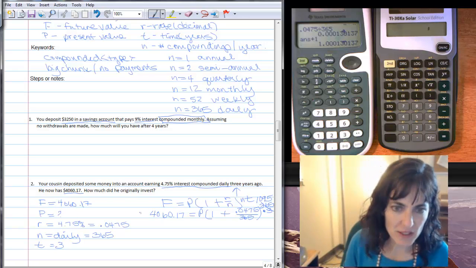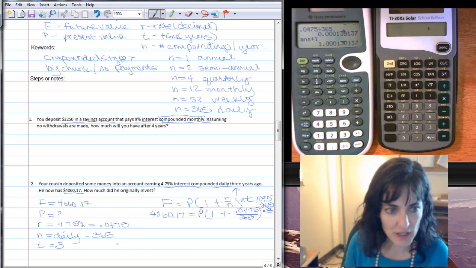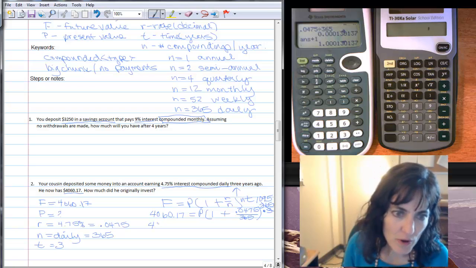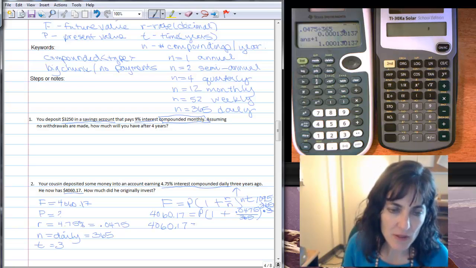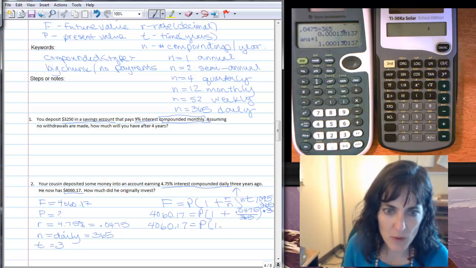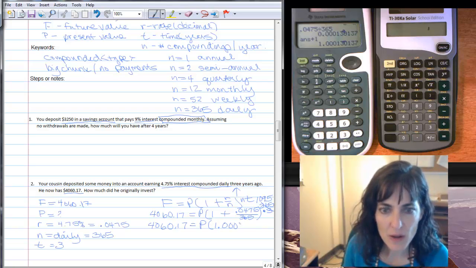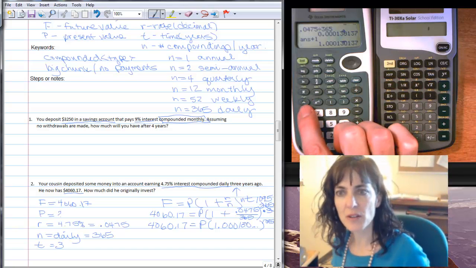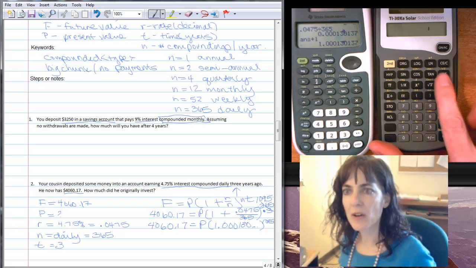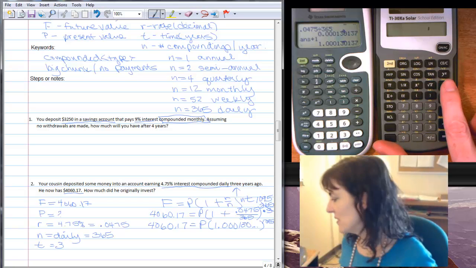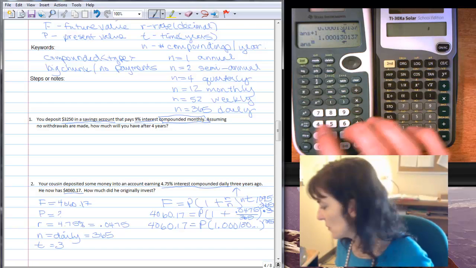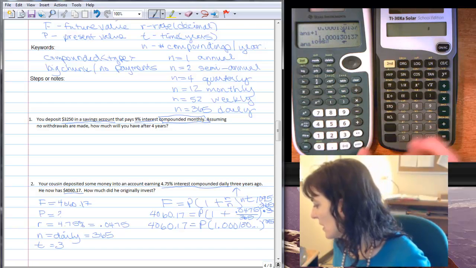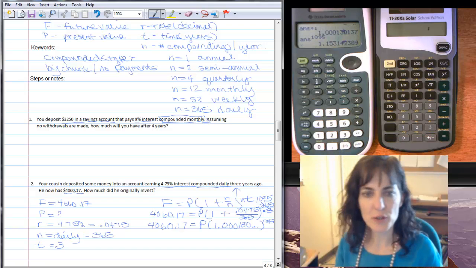And I'm going to write just a little bit down on this page just so we can see what we have. So I have 4060.17 equals P times the quantity 1.000130, and it goes on, raised to the 1095 power. So I'm going to go ahead and do that. To the, remember, is the caret on this calculator. If I'm using this calculator, it's this Y to the X button. So for this one, caret, and then 1095, and there's my enter. So push enter.